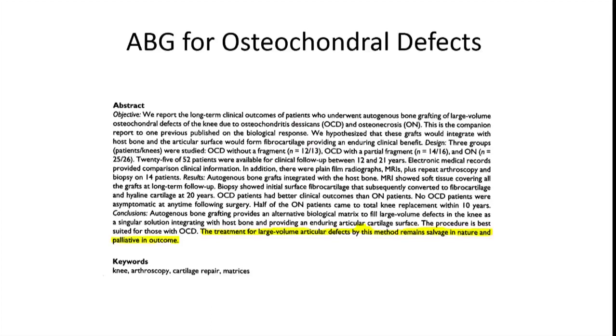The other thing he found in his series of patients was that it did very poorly for avascular necrosis. Most of them went on to total knee replacement in a very short period of time. Where this was more useful was for osteochondritis dissecans.